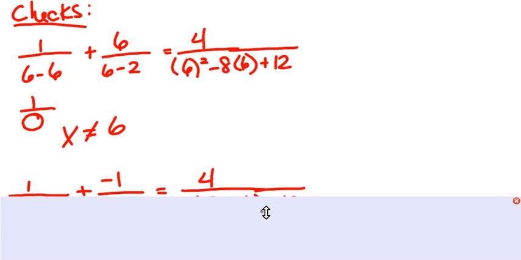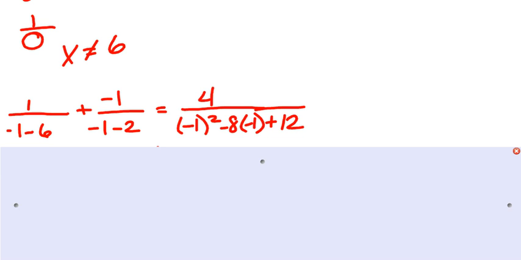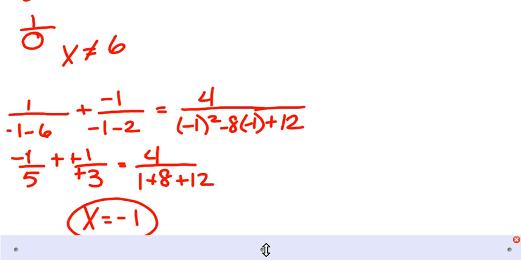Now, if we check our other value for x, which was the negative 1, we can see that all the values for the denominators are defined, and it checks out. So when we add these two values together, it will equal this value. So x equals negative 1 is a solution to our rational equation.